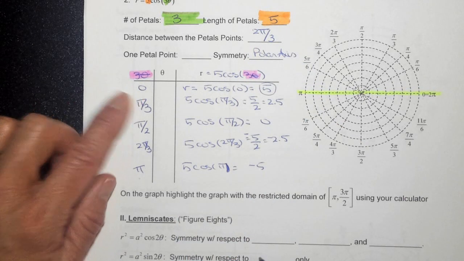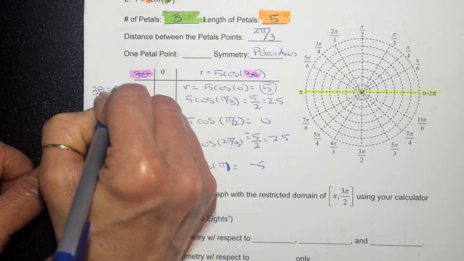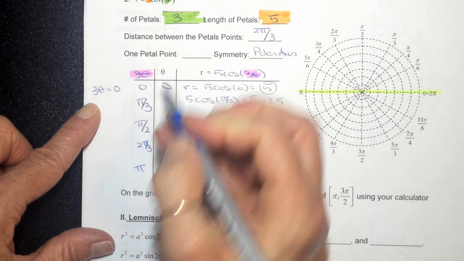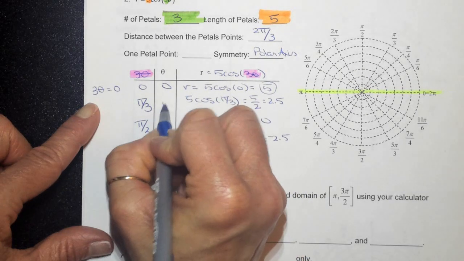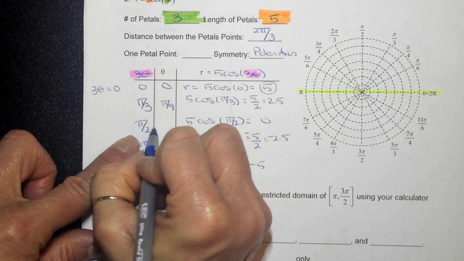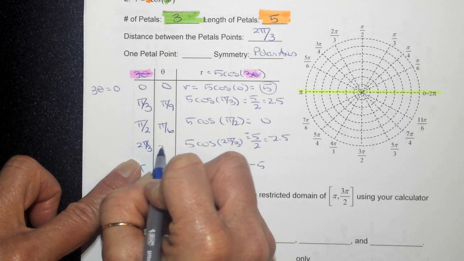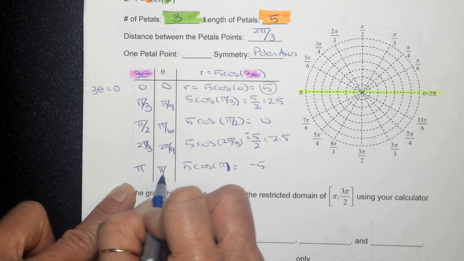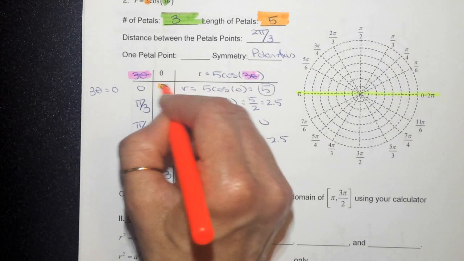So now, remember what we do. We're going to take 3 theta is equal to 0 and solve for theta. So we're dividing by 3. So this is 0. Then here, we're essentially dividing by 3 or multiplying by 1/3, so this would be pi over 9. This would be pi over 6. This would be 2 pi over 9. And this is what, pi over 3. Okay, so these are the points that we're going to plot.